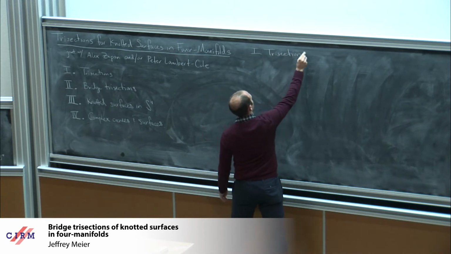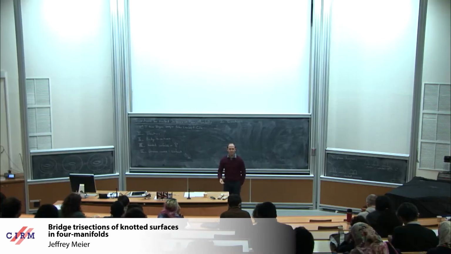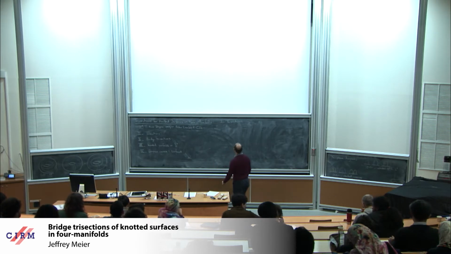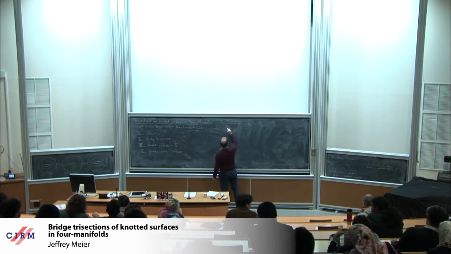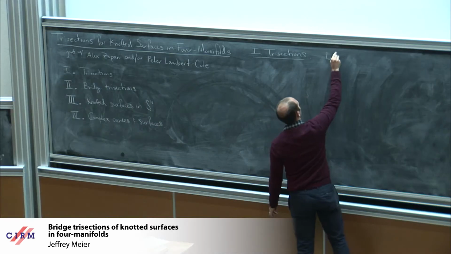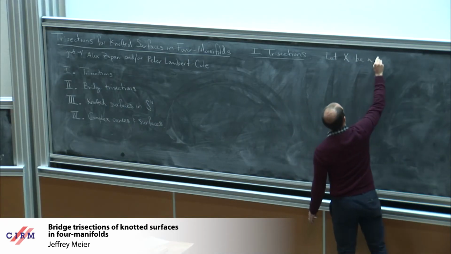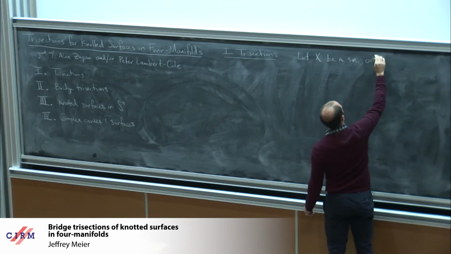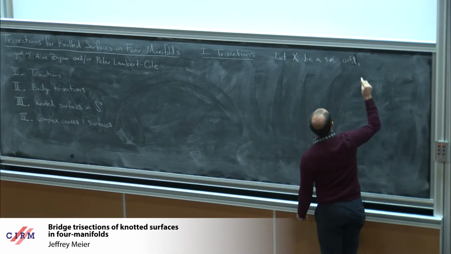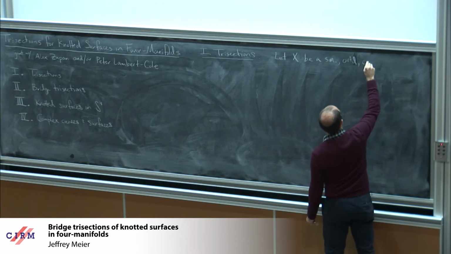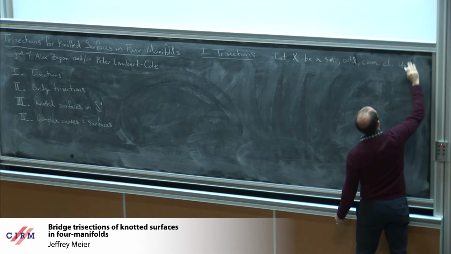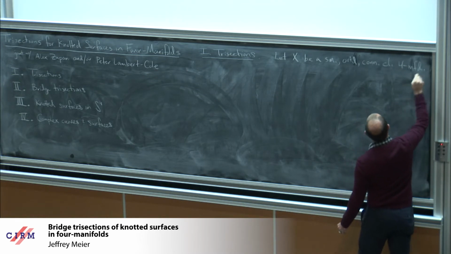So first, I think it's useful to understand what a trisection of a closed four-manifold is before we start complicating things a little bit. So throughout, I'm going to let X be a smooth, oriented, connected, closed four-manifold.